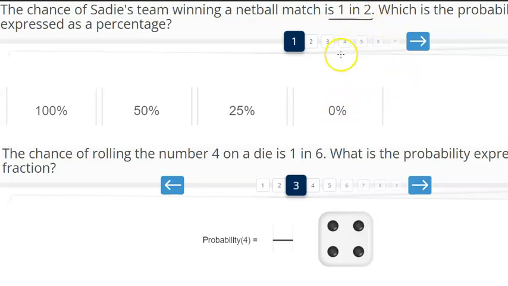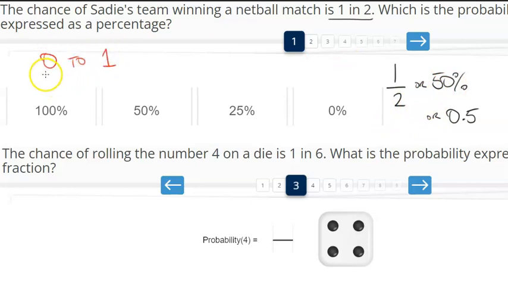Now there are 3 ways that we can express this. We can either express this as a fraction, which is 1/2, or as a percentage, which is 50%, or as a decimal, which is 0.5. These numbers, specifically the fraction and the decimal, will always be a number between 0 to 1. 0 being no chance of something happening, and 1 being 100% or certainty that a certain event will happen.